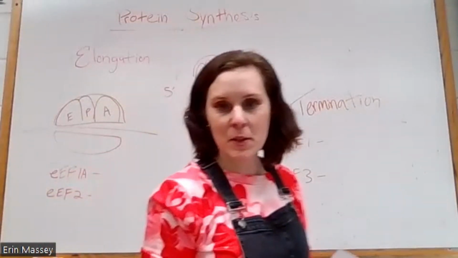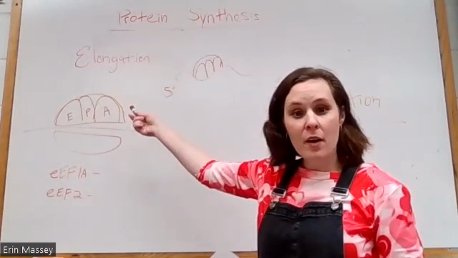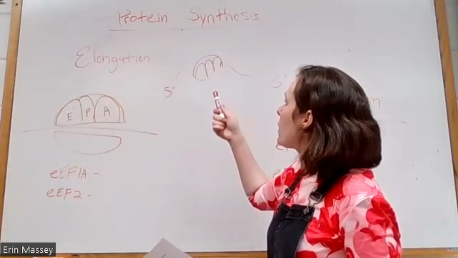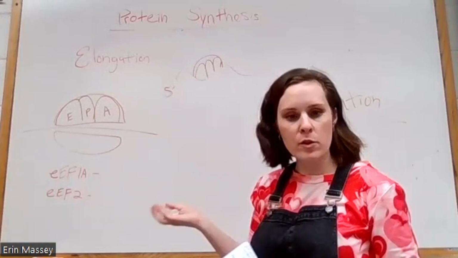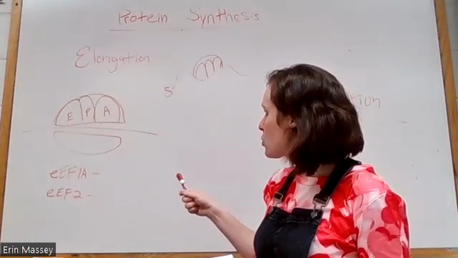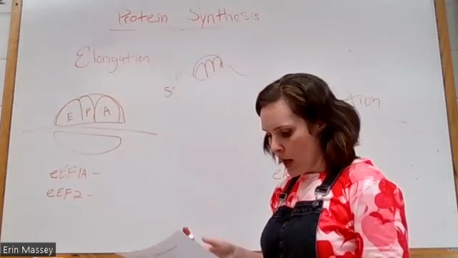Welcome back to protein synthesis. All right, so we've already had a charged tRNA, we've initiated it. This is on the mRNA. What's going to happen next? It's going to elongate. It's going to make the protein strand, the peptide bond, the peptide strand. How does that happen?